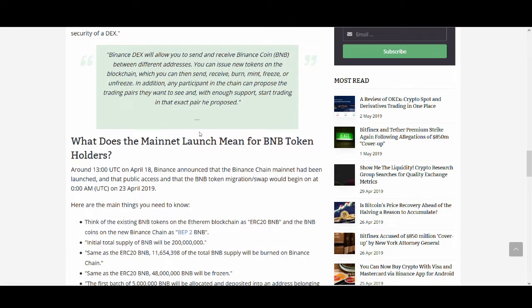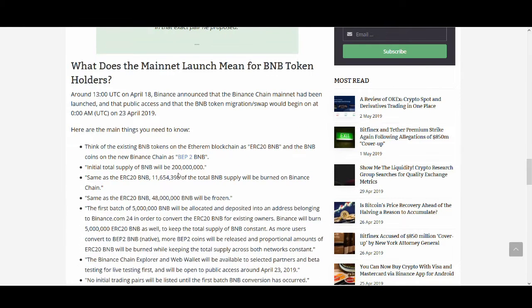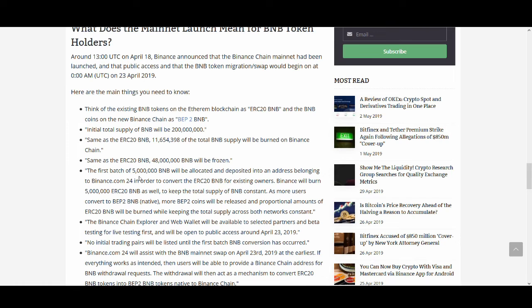So what does this mean for the BNB token? It's announced that the mainnet has been launched. Existing BNB tokens on the Ethereum blockchain are ERC20, and BNB coins on the new Binance chain are BEP2 BNB. Initial total supply is 200 million, same as ERC20 BNB. Half of the total supply will be burnt, same as ERC20 BNB. 48 million will be frozen. The first batch, 5 million BNB, will be allocated and deposited into an address belonging to Binance.